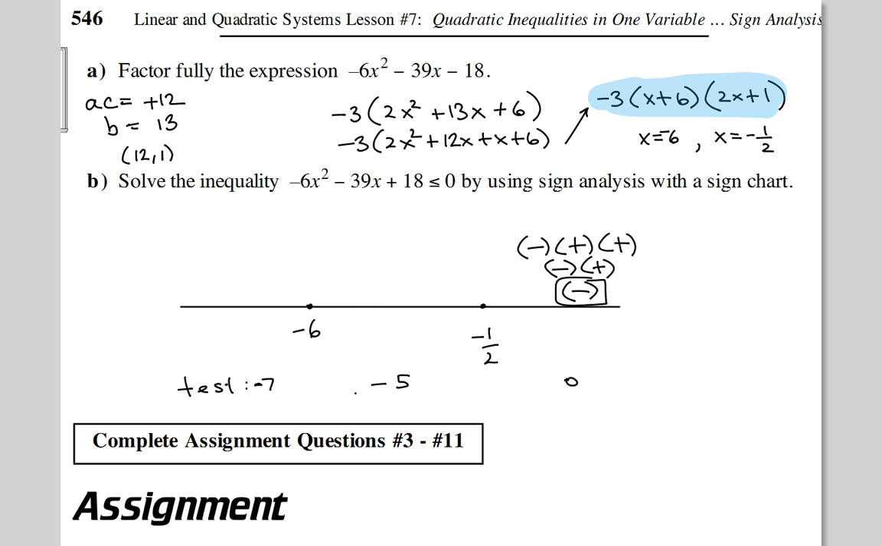Okay, let's jump into the middle. Testing negative 5. Negative times, what goes in the second one? If you put negative 5 there, negative 5 plus 6 is positive. Put a negative 5 in the third one, that'll be negative 10 plus 1, negative. So how's this going to work out? Times the two negatives together, you get a positive, and then positive times a positive is positive.